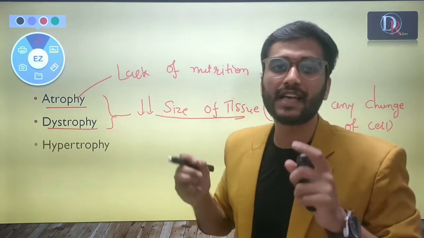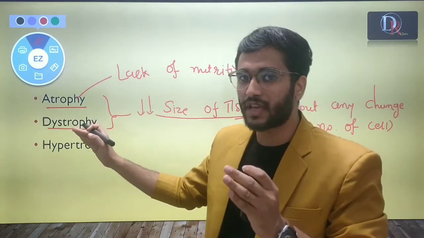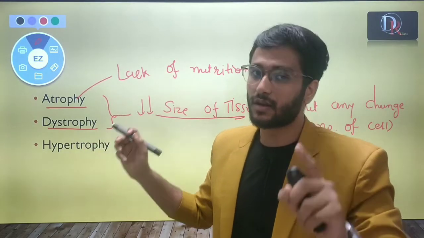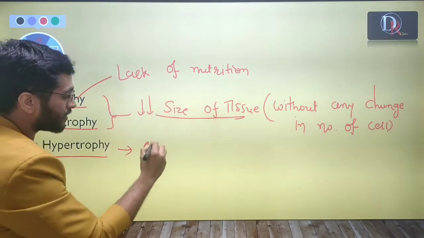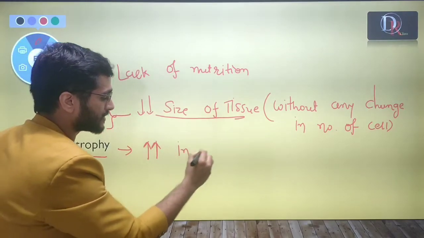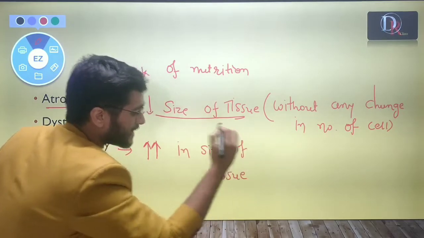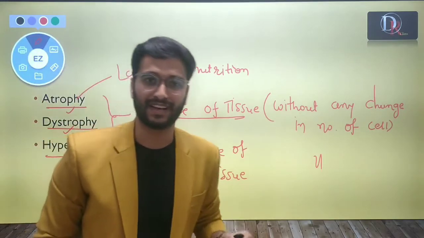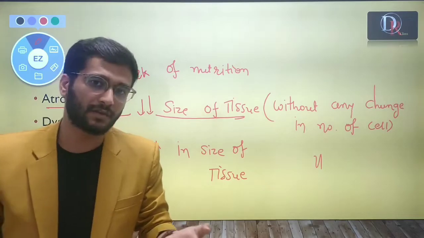Another term is hypertrophy. Hypertrophy is like atrophy and dystrophy in that there is no change in the number of cells, but there is a change in the size. It is the vice versa: it is the increase in size of tissue without any change in the number of cells. Clear? Hypertrophy is basically seen in skeletal muscle.